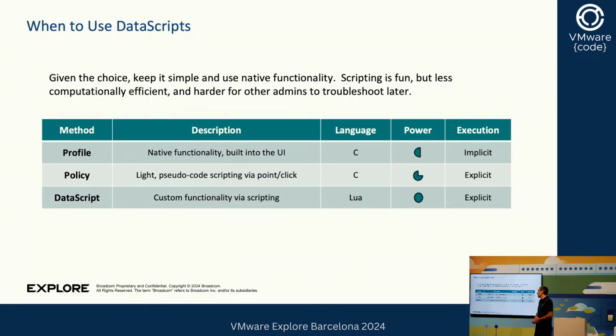And basically the flow to understand is, when you are looking for a specific feature, we want you to check the profile, right? And then if you cannot do something with the profile, check the policy. And as a last resort, maybe you want to use Datascript if you cannot achieve what you want to do. So just again, a quick reminder, don't use scripting for everything. Just use scripting when you have to use it, as a last resort solution, right?